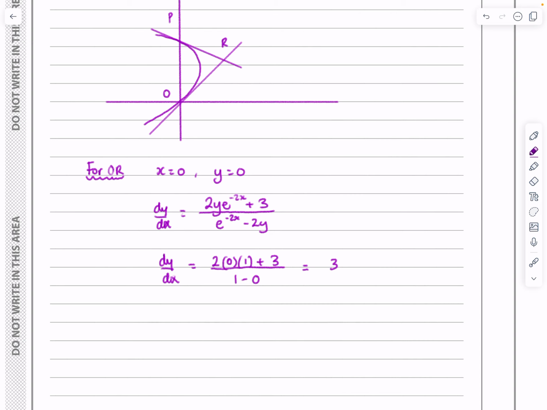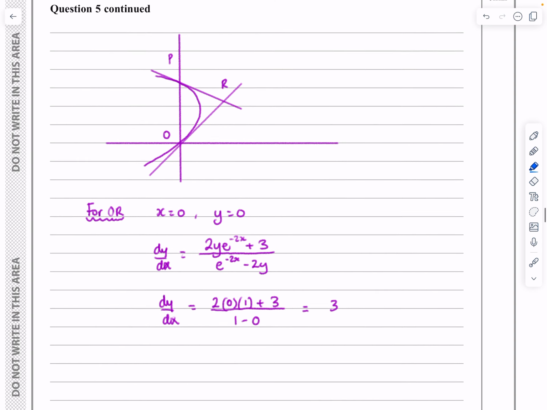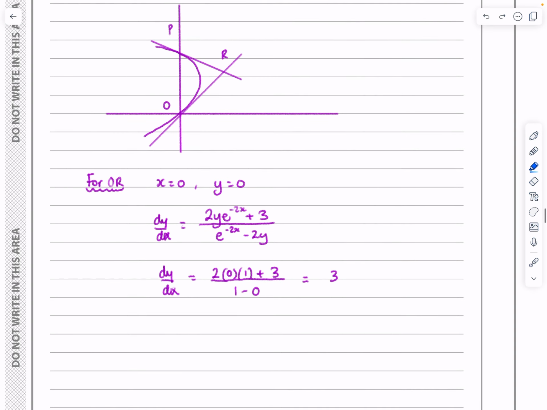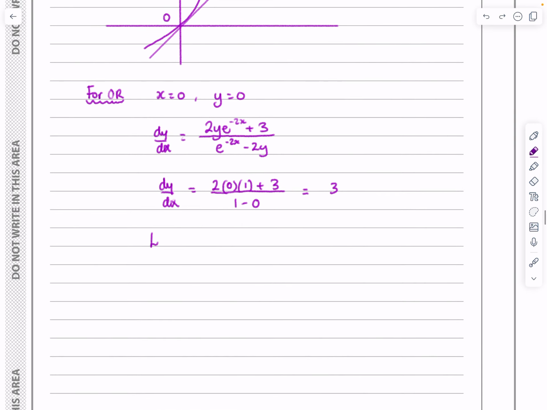So I know that the gradient of OR is equal to 3, but look, this is why it was worth drawing it out. I'm trying to work out the equation of a line that passes through the origin. If it's an equation of a straight line that passes through the origin, it's y equals 2x, y equals 5x, y equals 7x, or in this case, line OR is just y equals 3x. So that's really useful to make a start.